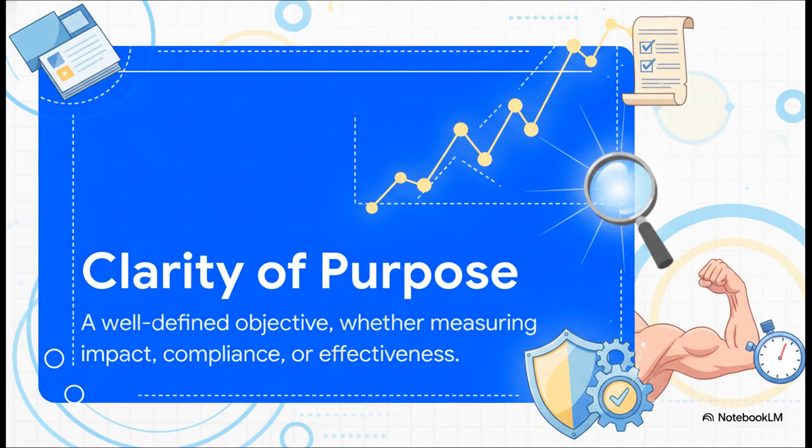Our very first pillar is clarity of purpose. Plain and simple. What are you actually trying to do here? Are you trying to measure the impact of some new program? Are you just checking for compliance? Or are you trying to figure out how effective a team is? Without a crystal clear why, you're just measuring for the sake of measuring. And that's a massive waste of time, money, and everyone's goodwill.